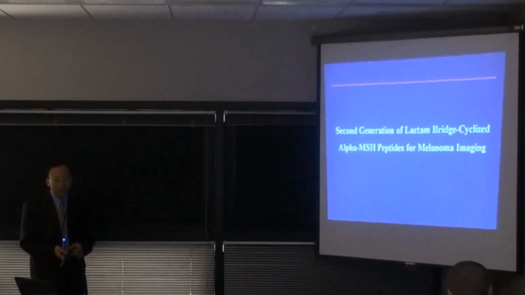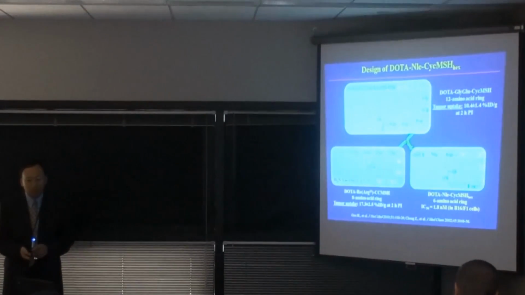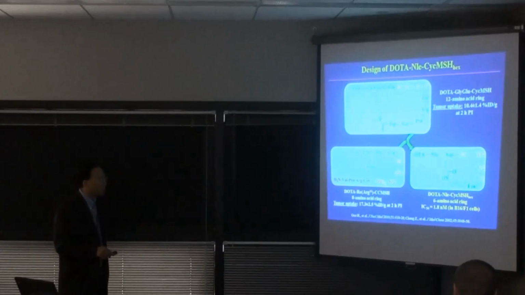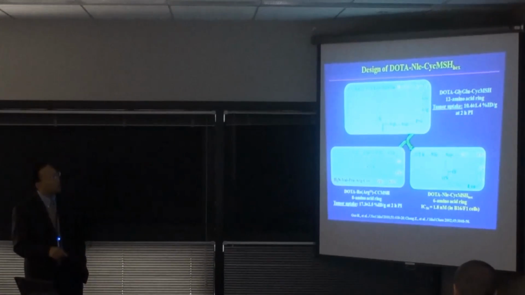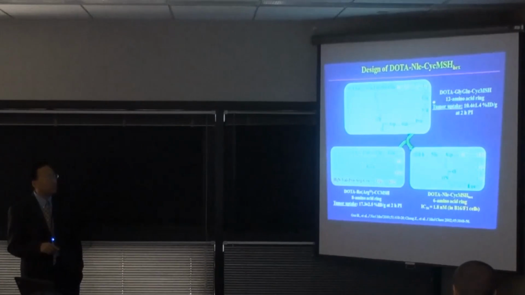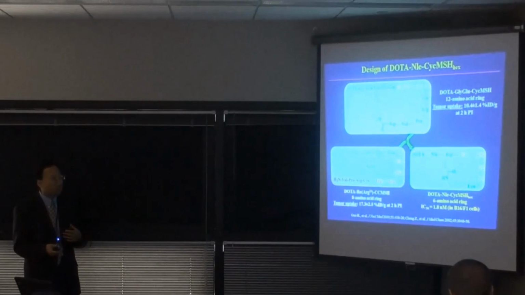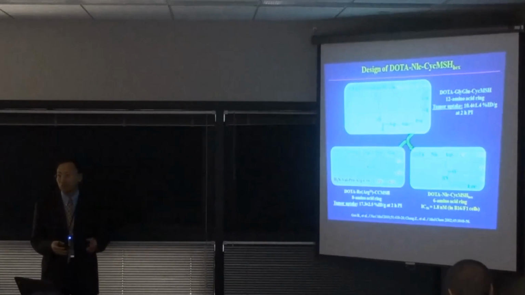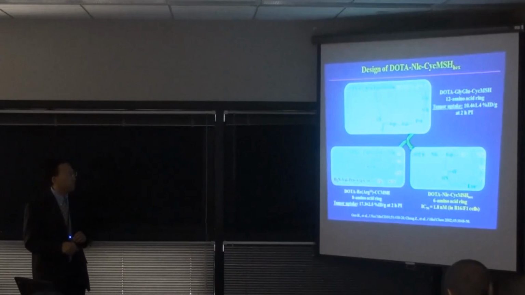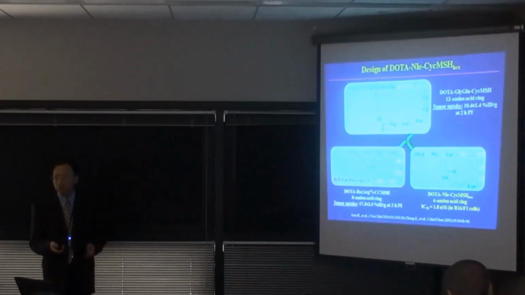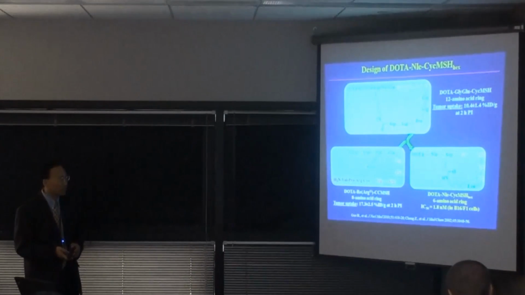Okay, let me talk about the second generation of the lactam-bridge cyclized peptide for melanoma imaging. If you still remember the biodistribution I showed in the early slides, one question we had after we developed the first generation peptide was that the tumor uptake for this peptide was not as high as the metal-cyclized peptide. The metal-cyclized peptide displayed 17.3% ID per gram at 12 hours post-injection, and the tumor uptake for the first generation peptide is about 10.4%. So we have demonstrated lactam-bridge cyclization works. You can still develop this type of peptide for melanoma targeting, but the question was, can it be as good as the metal-cyclized peptide, or can it exceed it?